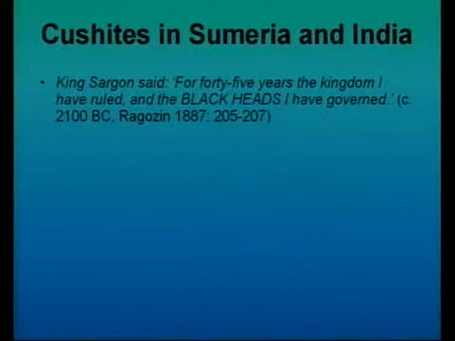Now let's look at some of these Cushites as they spread in Samaria and India, which you might be surprised about. King Sargon, an Assyrian from about 2100 BC, said something quite derogatory, but here we are, this is what he said. "For 45 years, the kingdom I have ruled and the blackheads I have governed." He's referring to dark-skinned people and their dark curly hair. And basically what he's speaking about is the Cushites. And they were there before him, and he came and conquered them, and he set up an empire.